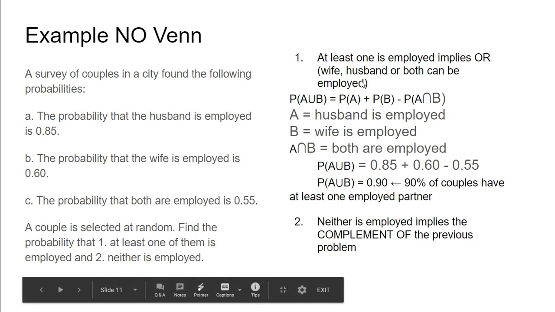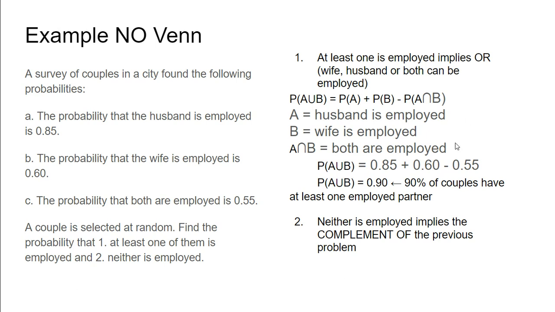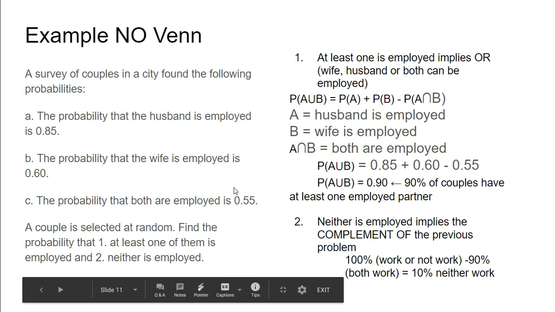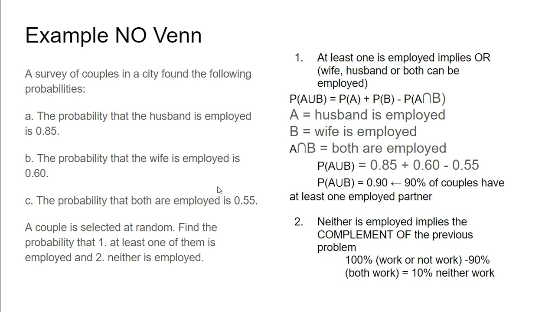Now, neither is a complement of this problem. So if at least one person is employed, the complement of that is no one is employed. So we take 100%, which is work or not work, minus 90%, which we found in the last problem. And then you get 10%, which is neither works. Now here, this problem is very easy because I have 0.55, the probability of both. So that is my intersection already out there in plain sight. Some of these problems you just really have to take a second and think about it, have a conversation with yourself. Just say, self, what is it that this problem is actually asking me to do?